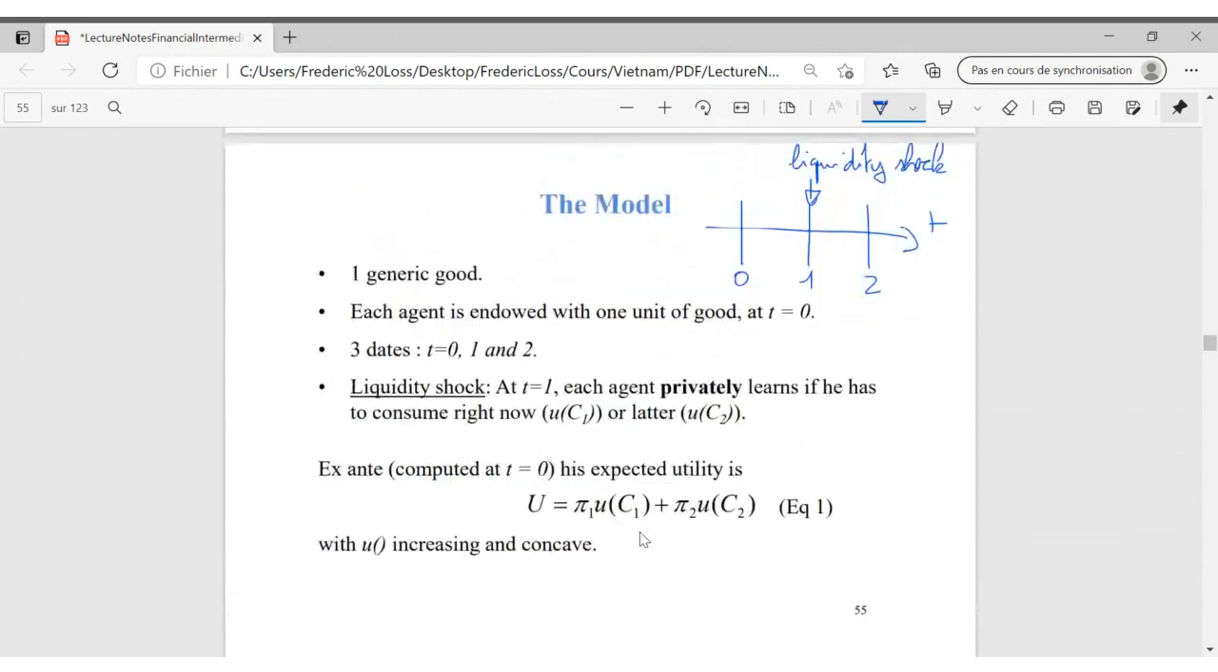Therefore, if someone is hit by the liquidity shock, they are going to consume at date 1, whereas if a person is not hit by the liquidity shock, they are going to consume later at t equals 2. So the utility is going to be u of c1 if the consumption occurs at t equals 1, while the utility is going to be u of c2 if the consumption is at t equals 2.